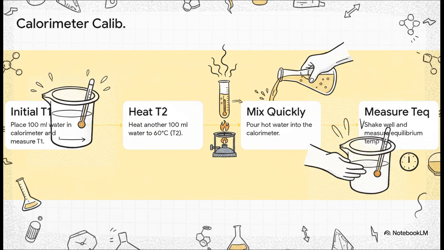Why? Because the container itself is kind of like a heat thief. It absorbs some energy on its own, and we have to account for that. So first, we place exactly 100 milliliters of water into the calorimeter and measure its initial temperature.